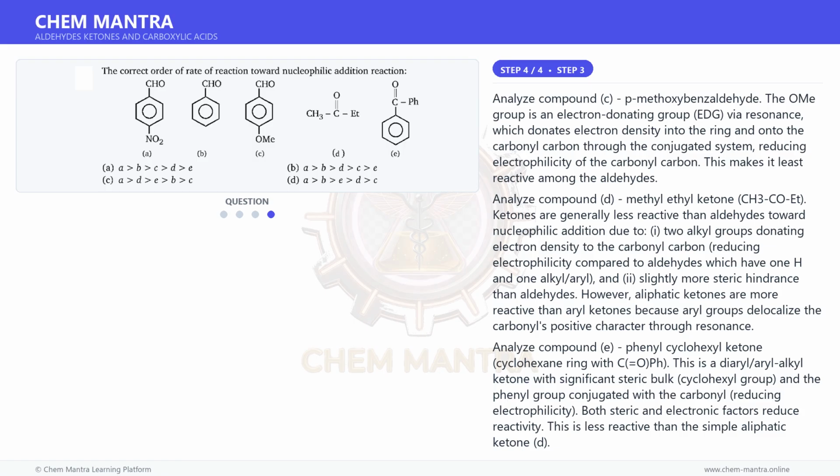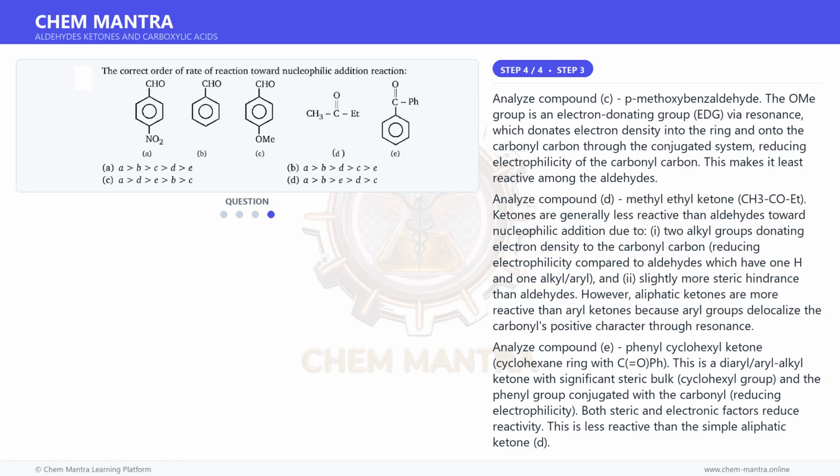The OMe group reduces reactivity compared to benzaldehyde, but a strongly deactivated aldehyde can still be more reactive than a ketone. Given the answer is A, B, C, D, E, the order places C above D, meaning even the electron-donating methoxy group doesn't reduce the aldehyde below the aliphatic ketone reactivity. Then D, E, because D is an aliphatic ketone while E is an aryl ketone with greater steric and electronic deactivation. Therefore, the order is A, B, C, D, E, which corresponds to answer choice A.